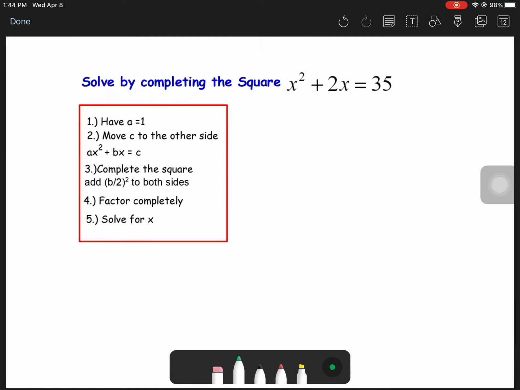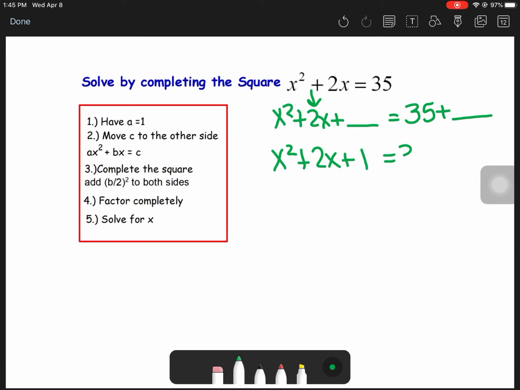One more problem. This time the c value is already by itself, so all we have to do is draw our blanks. Now we're going to take the b value and we're going to divide it by 2, which is 1. And 1 squared is 1, so we're going to add 1 to both sides. Now we're going to factor, and remember when you factor you can make your x. Since the c is already moved, we had one less step to do.